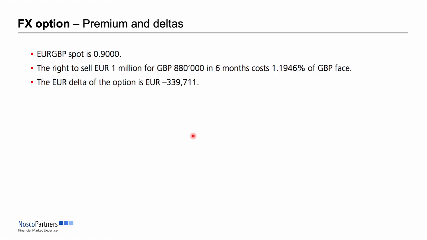Let's now move to FX options. We have the currency pair euro-pound. The spot rate is 0.9. The option is the right to sell 1 million euros for £880,000 in 6 months. The price of the option is given as a percentage of the pound face. Additionally, we have the euro delta of the option.